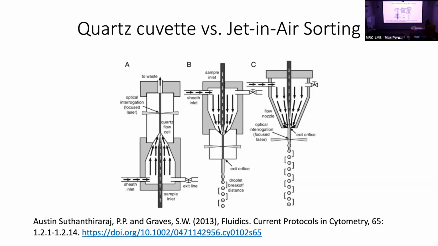In these types of machines, once the droplets exit, the laser interrogation point is below the nozzle orifice. So what this essentially means, and it takes place in midair, is that we can sort a little bit faster with these systems. So they both fill a niche. I would say that if you wanted a little bit more resolution, then you would go with a quartz cuvette-based system. And if you wanted a bit more speed and high throughput, then you would go with a jet in air system.